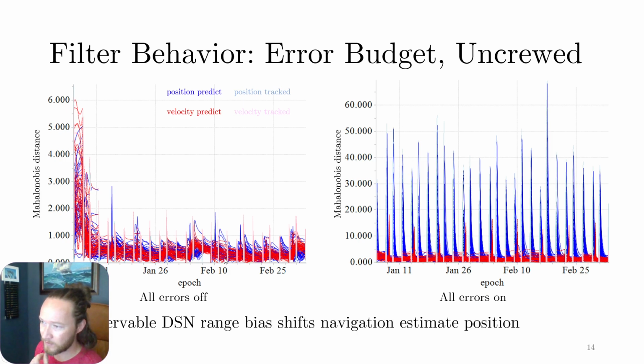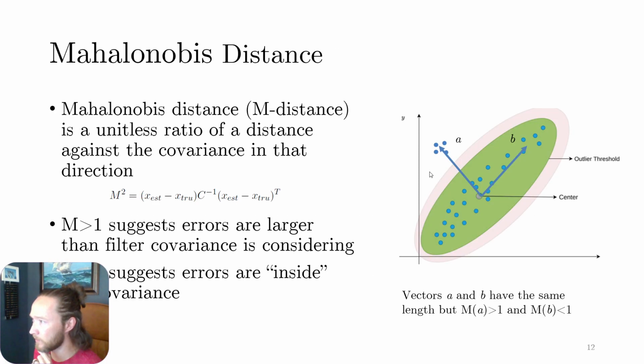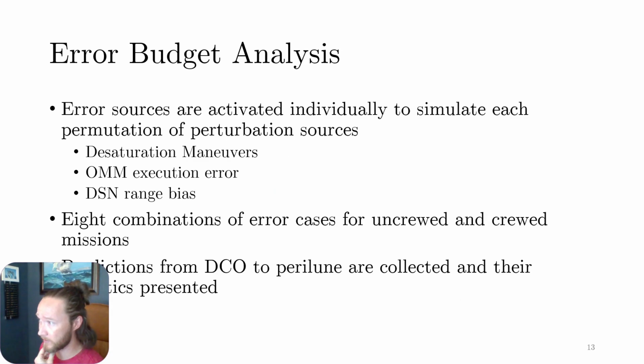So what's happening there? The punchline is that the unobservable DSN range bias is moving the navigation position. Because it is unobservable, and because all of the motion is normal to the range direction in the NRHO, the filter, what we call filter collapse, will collapse around an erroneous solution with a kind of pancake-shaped covariance, so that it's actually off and outside. The error is actually outside that covariance.